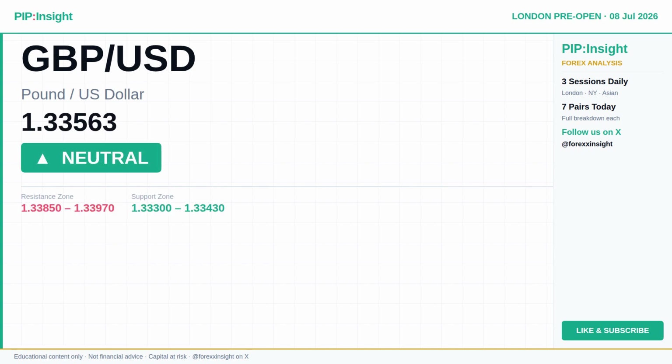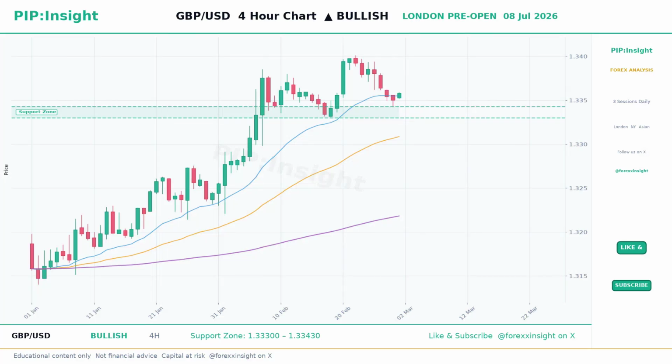Pound dollar. The chart is showing tentative bullish structure on this session. The 1-hour is also pointing lower. Resistance is marked between 1.3385 and 1.3397. Support is marked between 1.333 and 1.3343. Here is the full chart breakdown.